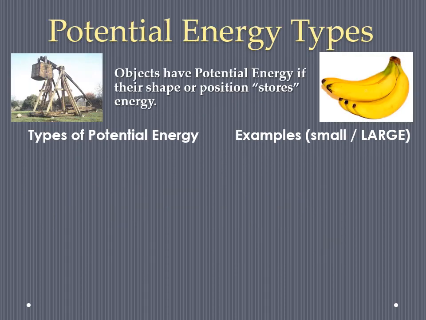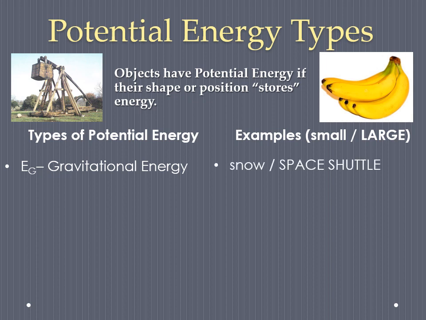The second category of energy is potential energy. As I mentioned before, objects have potential energy if their shape or position stores up some kind of energy. Probably in middle school you talked a little bit about gravitational energy, which we're going to call EG, okay? And objects have gravitational energy when they are lifted up away from another object. Usually that other object is Earth.